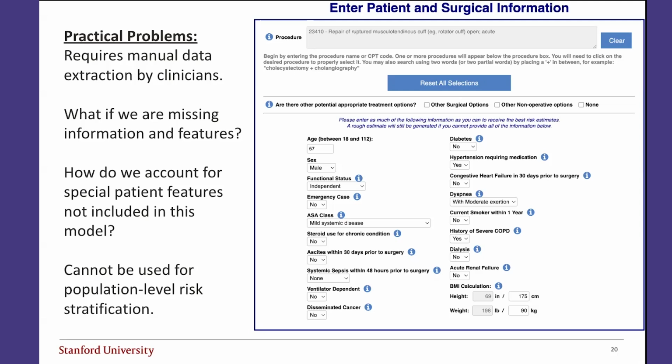The other problem is typically we have patients who might have a special scenario or special features that we want included and factored in to our risk prediction. But we can't explicitly include these in this risk calculator. There's just that crude adjustment mechanism that I mentioned before. And unfortunately, this calculator, due to the terms of service and use, also cannot be used for population level risk stratification. I'll talk about this a little bit later, but if you want to risk stratify a panel of patients or a whole population of patients, there's no automated way to use this risk calculator for that.